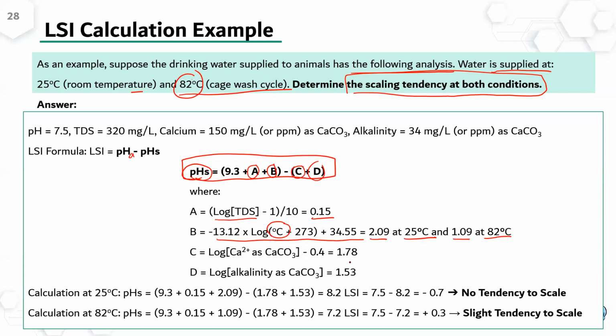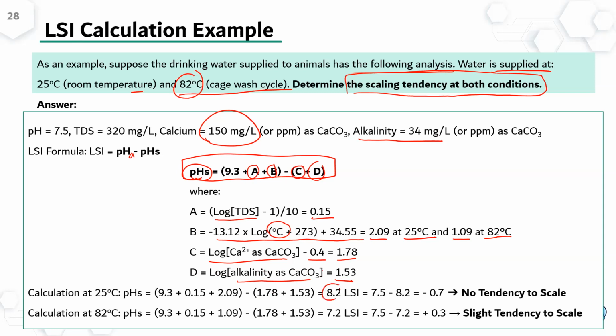And C is the logarithm of the calcium ion as calcium carbonate. This one, 150 ppm, is log 150 minus 0.4, then we will get 1.78. Oh sorry, my connection is unstable. Can you still hear me? Yes, sir. Okay. The last one is D, which is the log of alkalinity as calcium carbonate. We have alkalinity of 34 ppm, so we just input 34 in here. Log 34 is 1.53.